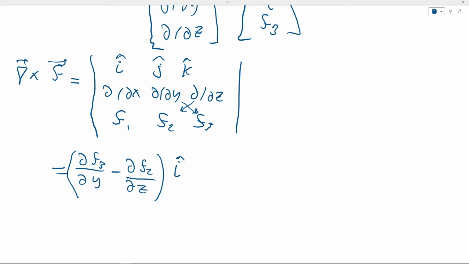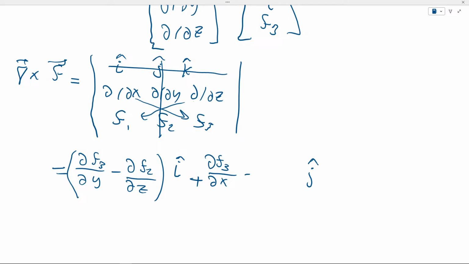Okay, so that's I solve it for i. Plus, I need to do the same thing but for j. So how to do it? You cross this guy, and again you multiply this guy with this guy, and you subtract it from this guy with this guy. So this is here ∂f3/∂x minus ∂f1/∂z. Yeah, and then you subtract. Okay, that's in the j direction.